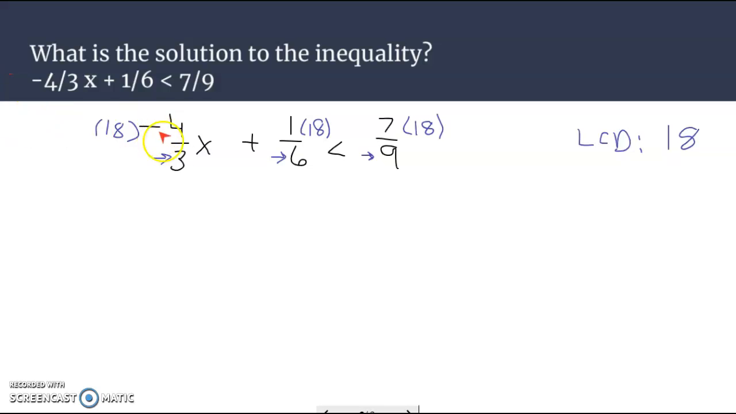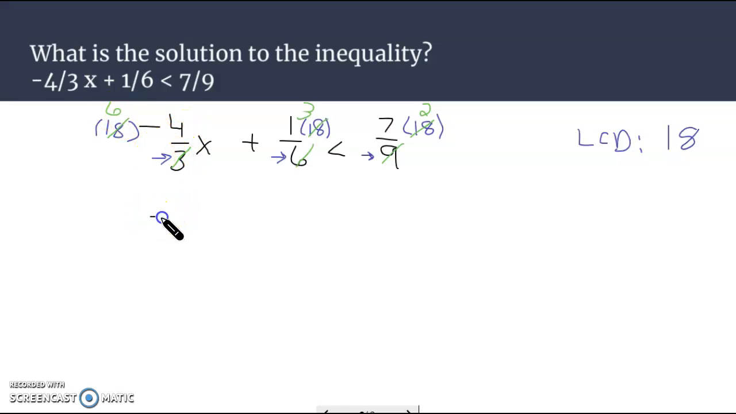Notice on the first term here, I have an 18 and a 3. 18 divided by 3 is 6. Let's go to the second term. 18 over 6, 18 divided by 6 is 3. And the last term here to the right of the inequality symbol, 18 divided by 9 is 2. So what I wrote in green can get multiplied to the numerator.